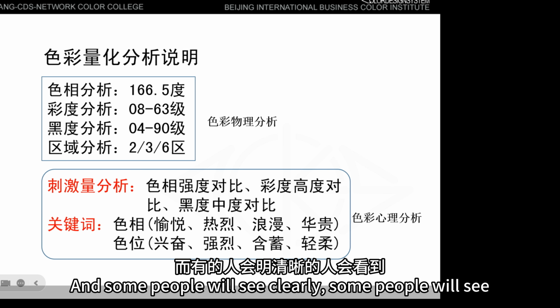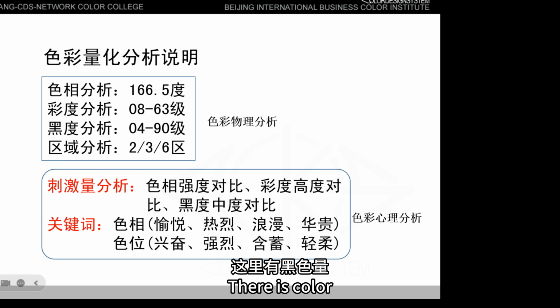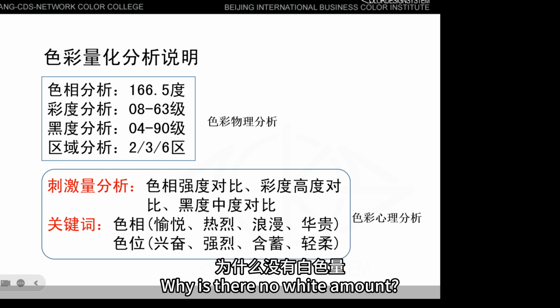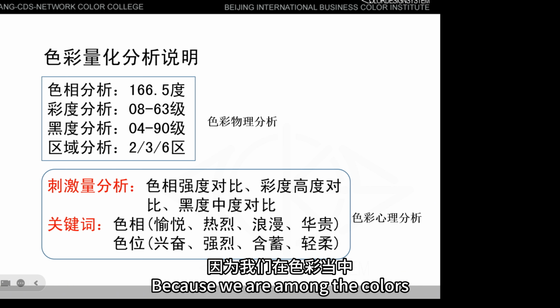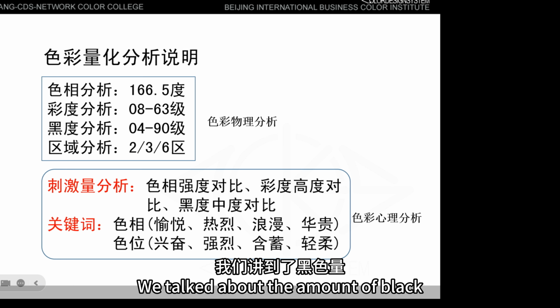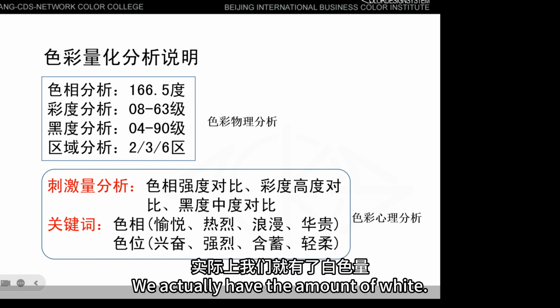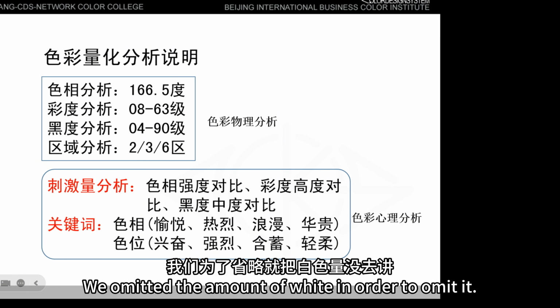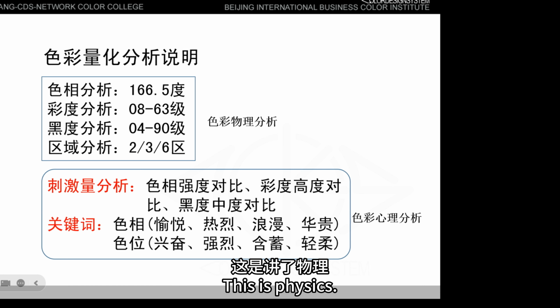Some people will see clearly that there is a black amount here, and there is color. Why is there no white amount? Because among the colors, we talked about the amount of black. We actually have the amount of white, but we omitted the amount of white in order to simplify. This is physics.